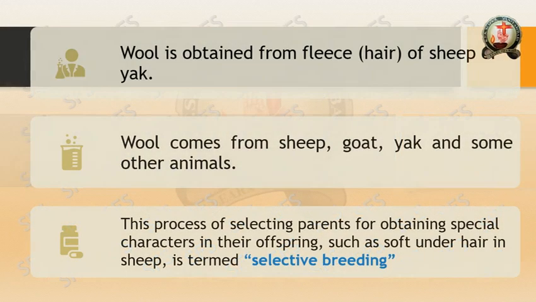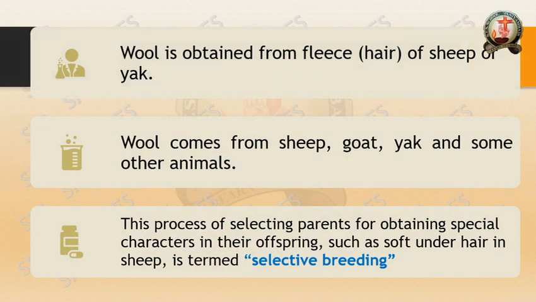Let's do a quick recap of what you have learned. In the previous class we learned that wool is obtained from the fleece or hair of sheep or yak. As I already discussed about the preparation of wool, how wool is manufactured, it is usually manufactured from the hair of either sheep or yak. Wool comes not only from sheep, it comes from goat also, from yak, and also from some other animals like camels.